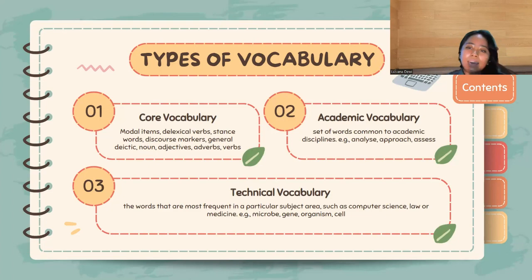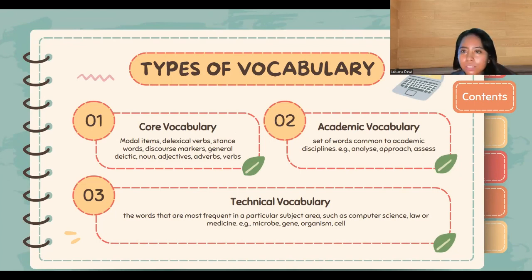The second one is the academic vocabulary, a set of words common to academic disciplines. As we know, and as we have done in the previous semester, when we write a report it consists of words like analyze, approach, assess, method, or data. The last one is technical vocabulary, the words that are most frequent in a particular subject area, such as computer science, law, or medicine. Examples are microbe, gene, organism, or cell.